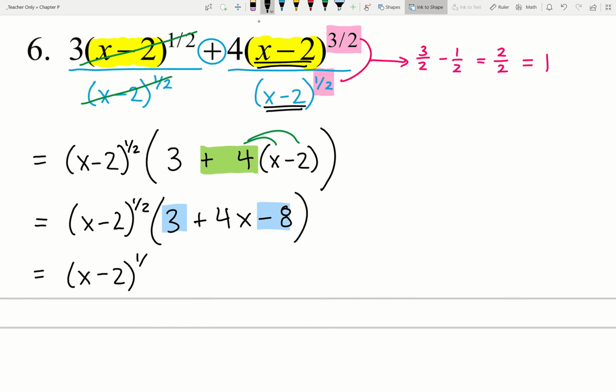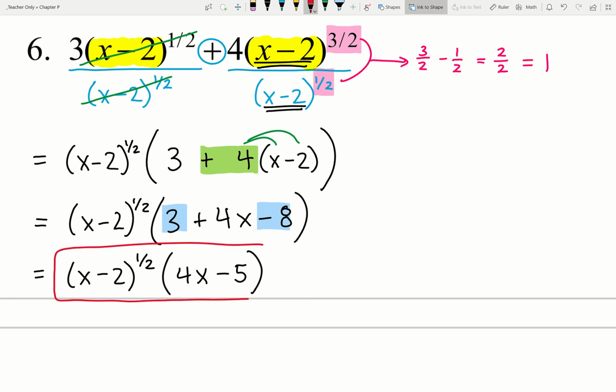I'm going to go ahead and say the GCF, the x minus 2 all to the power of 1/2, times, I'm going to put the 4x first because that's a positive 4x. And then when I do 3 minus 8 is a negative 5. So I'm going to say minus 5 here. Okay, and then I'm going to box that. That is my final factorization on that problem.